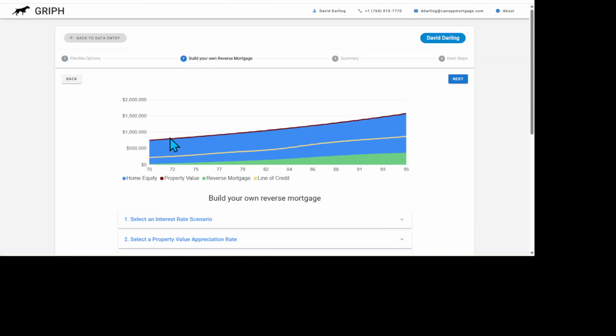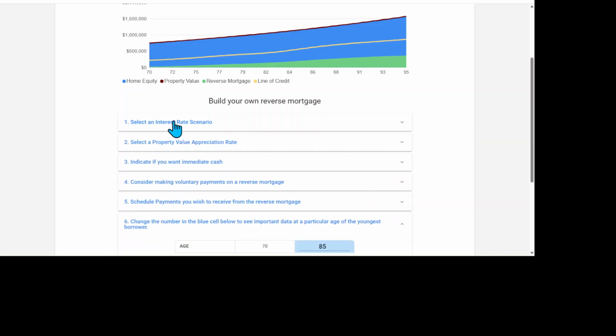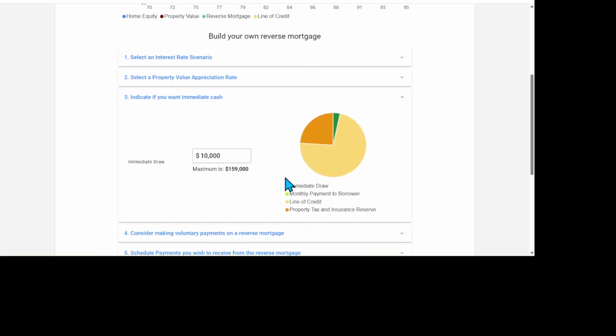We're going to build your reverse mortgage now. This I'm sure looks familiar with what you've seen before. We're not going to really change things on the interest rate scenario for this discussion or the property value appreciation rate. Sure, we'll give them 10 grand up front so they can pay off the car loan, and that shows up right here. And once again, you see that property tax and insurance reserve, and everything else is in the line of credit.